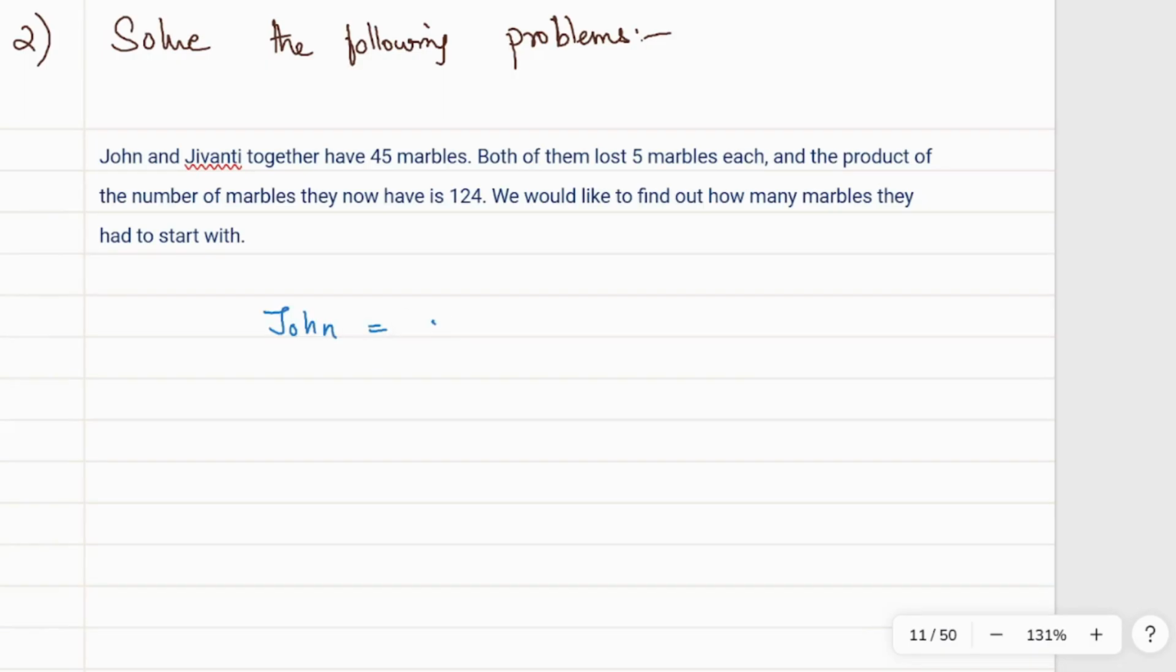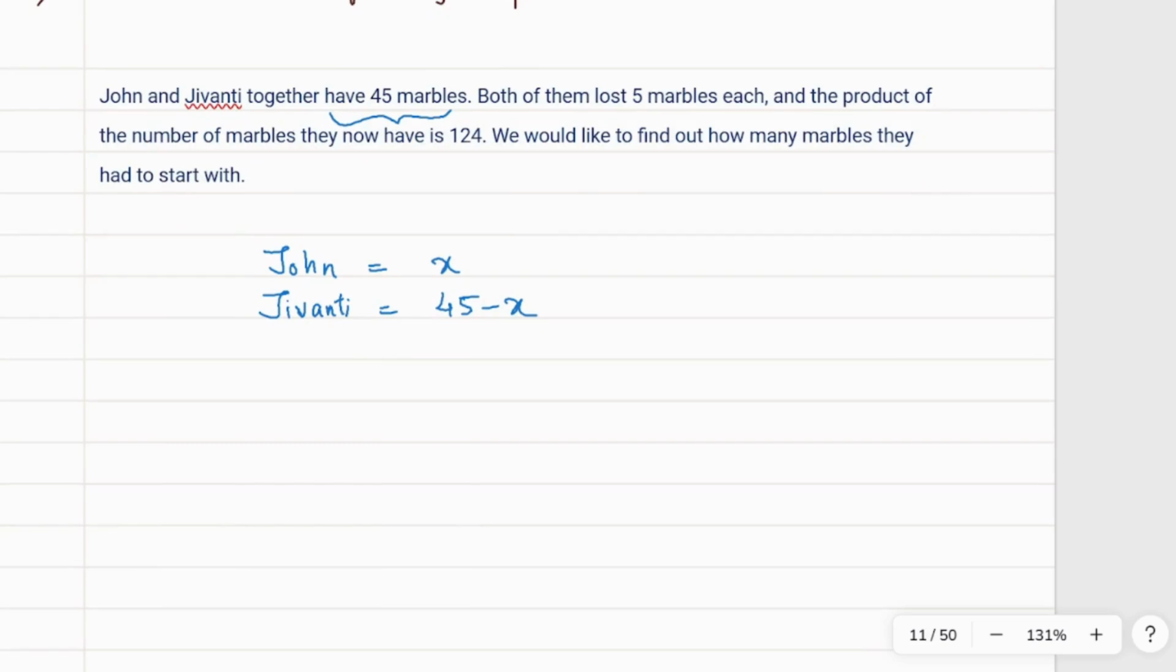So John is having x number of marbles. If John is having x number of marbles, how many marbles will Jandi have? They are telling that in total they have 45 marbles. So if I give John's number of marbles as x, then the number of marbles Jandi will have is 45 minus x, right? And there is a second condition they are telling: both of them lost how many marbles each?